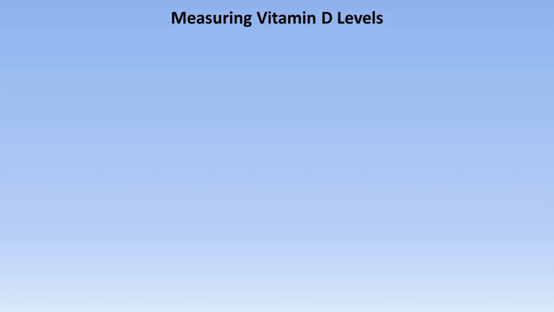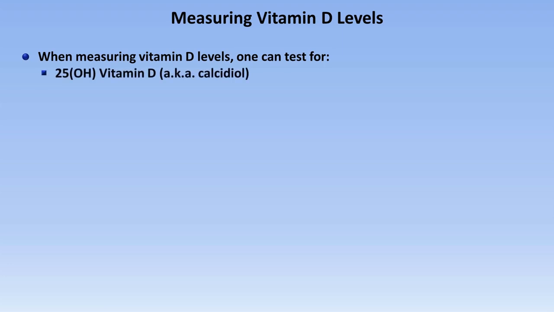The last issue I'll discuss here has to do with measuring vitamin D levels. While measuring PTH is very straightforward, vitamin D is not. When measuring vitamin D, one can test for either 25-hydroxy vitamin D, or calcidiol, or 1,25-dihydroxy vitamin D, or calcitriol. Sometimes both are ordered.